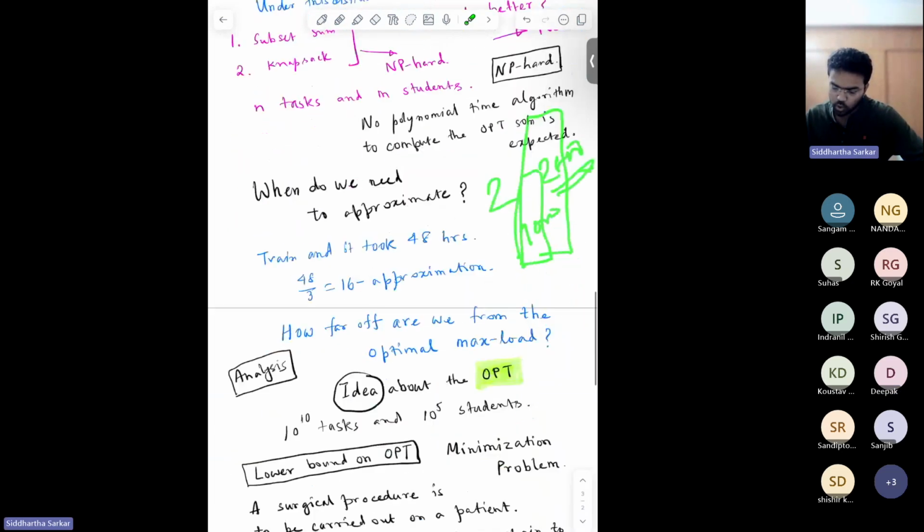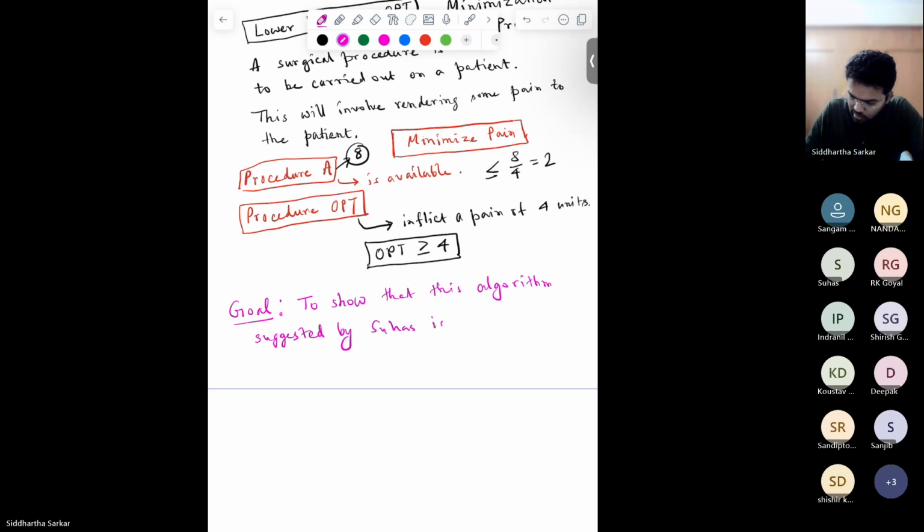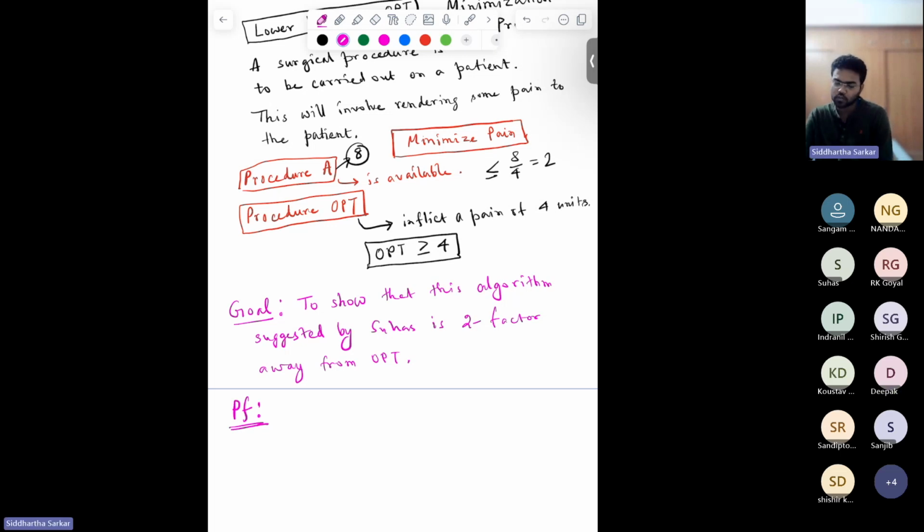So right now, our goal is the following: to show that this algorithm suggested by Suhas is, I don't know, some constant, let us say 2 factor, away from OPT. That is what we have to analyze. We have to write a mathematical proof of that. Okay. So far, so good. Is it clear what the goal is, what we want to achieve?